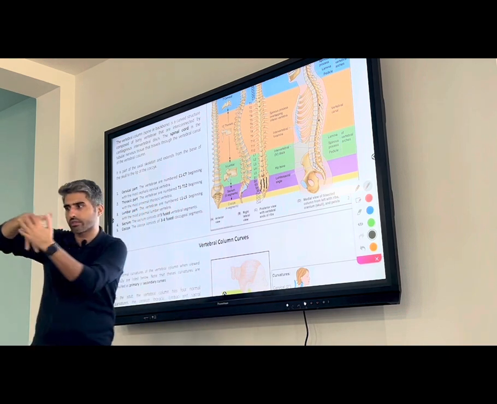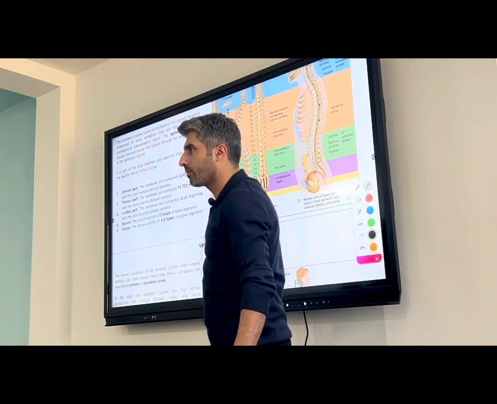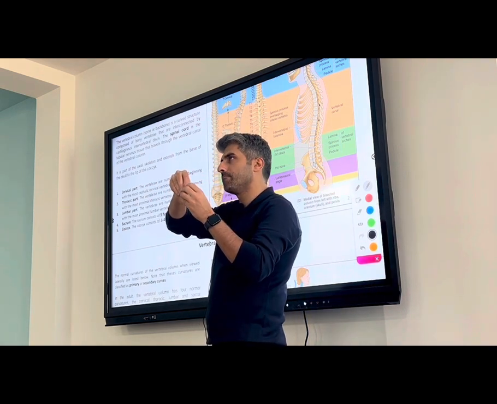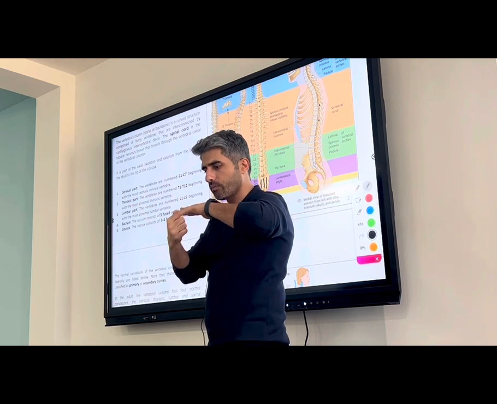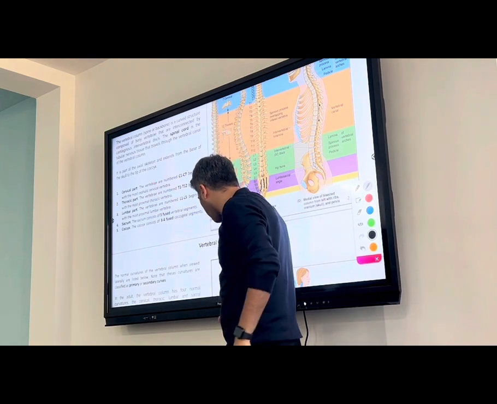The posterior side of the sacrum. We call them crests. A crest means a very thick border. Okay, I told you surface, border. When the border is very thick, we call it a crest, like this.